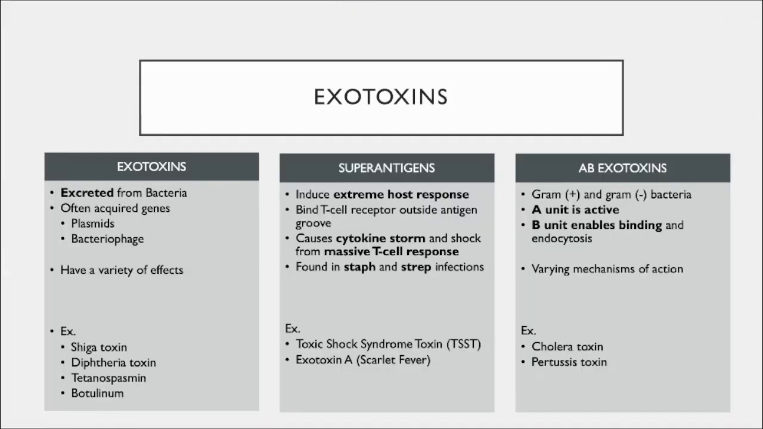Okay, so talking about virulence factors, we then should talk about exotoxins. An exotoxin, by virtue of the name, is a toxin that is excreted from the bacteria, exo being outside. Usually these toxins require some kind of event where the bacteria gained a new gene. This can be in the form of a plasmid or a bacteriophage, which we'll talk about in a moment.